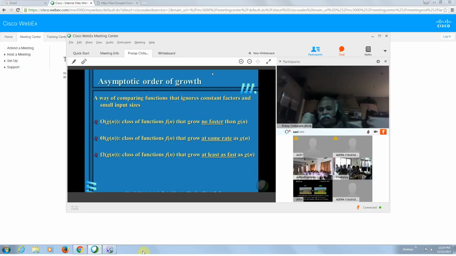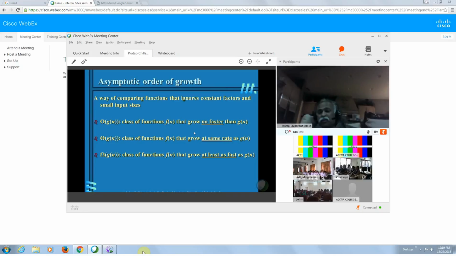How to read these three things here. The G represents the input size, right? So as the input size grows, what happens to the function is what we are seeing. They can grow together at the same rate, or the functions can grow no faster than the input size, or they can grow at least.